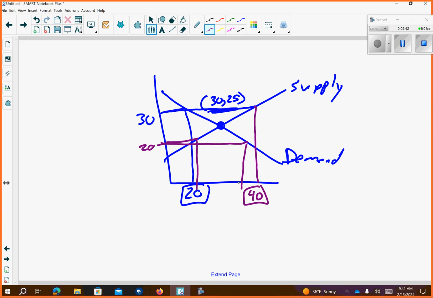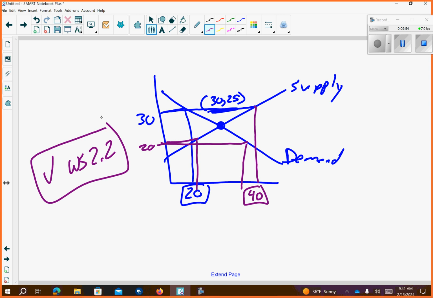All right, so come tomorrow, I will check for completion or attempts for all of worksheet 2.2 to be completed. So I just have to do that backside, which is 8 through 13. And that's all.